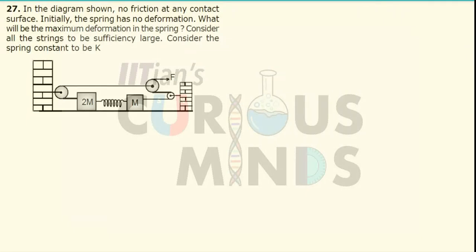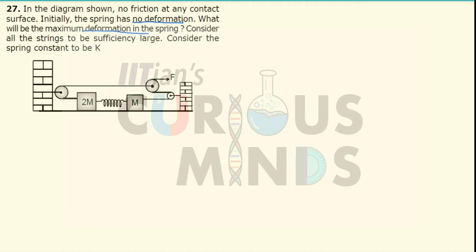In the diagram shown, no friction acts at any contact surface. Initially the spring has no deformation. What will be the maximum deformation in the spring? Consider that all the strings are sufficiently large. Consider the spring constant to be K.